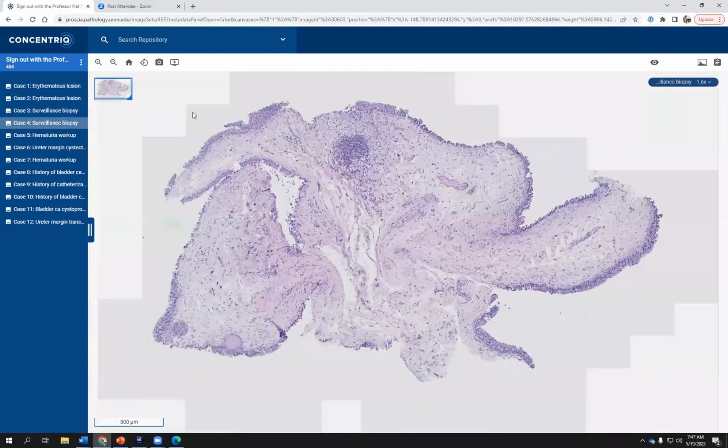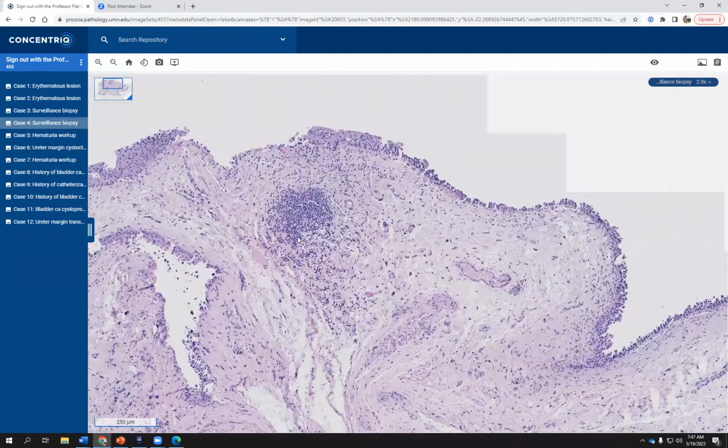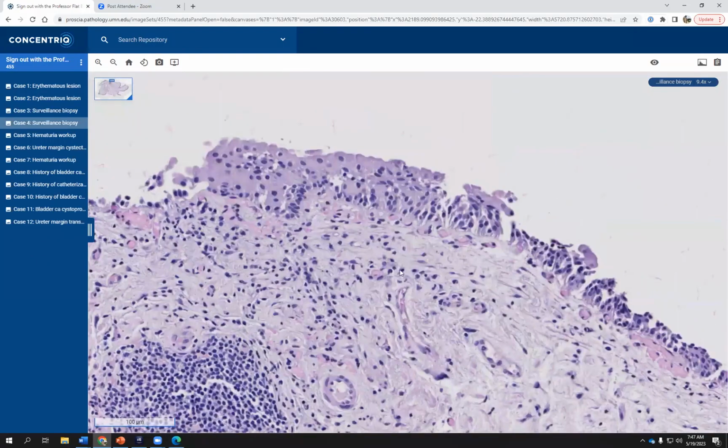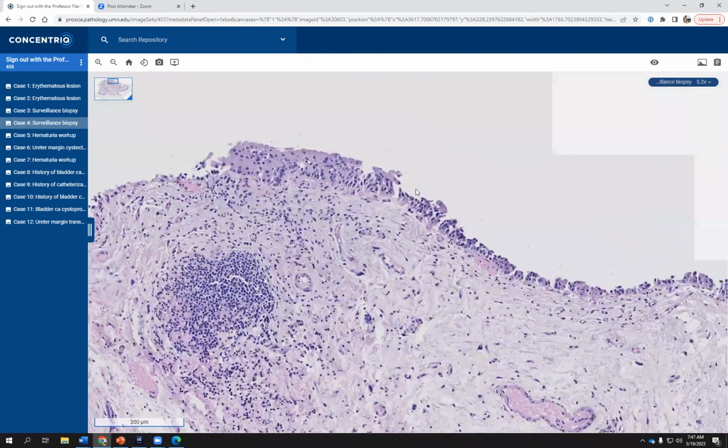So let's go on to case number 4. Again, we have another surveillance biopsy. In this case, let's zoom in a little bit. You will see that there is some inflammation in the stroma, and in many places, the urothelium seems okay. So we have quite a thick layer of umbrella cells over here, and the urothelium here looks normal.